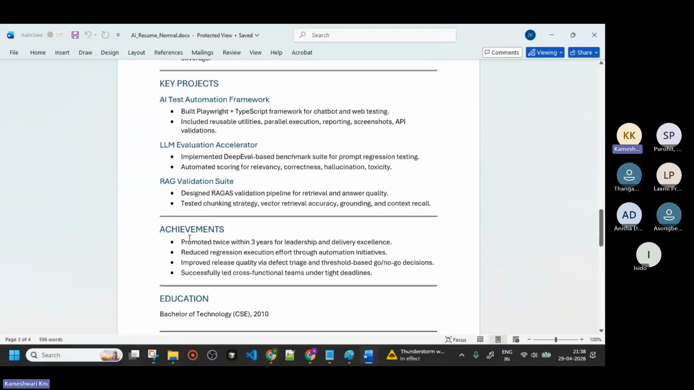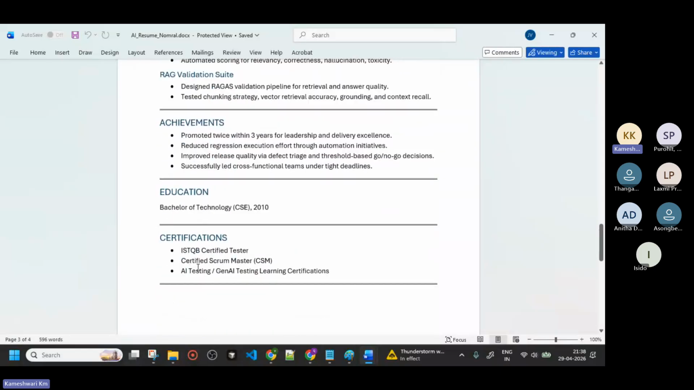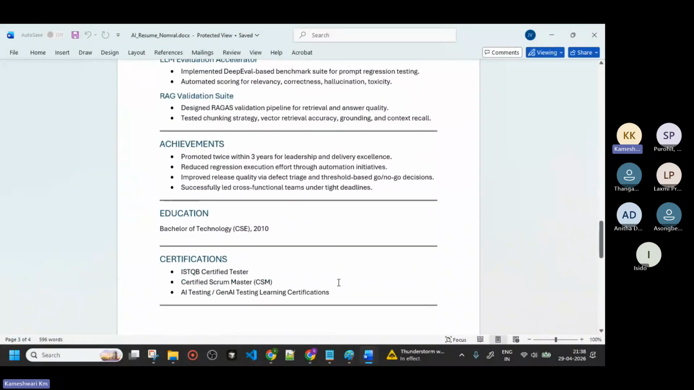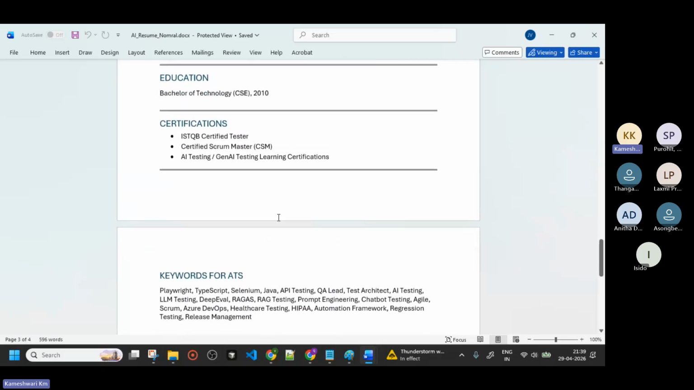And achievements. This is okay. Reduced regression execution, improved release quality. Okay. And certifications, where you can keep AI testing or Gen AI testing learning certifications. And also, if you want to keep, you can keep LLM certification, RAG certification, and these are the things you can keep in your certifications.